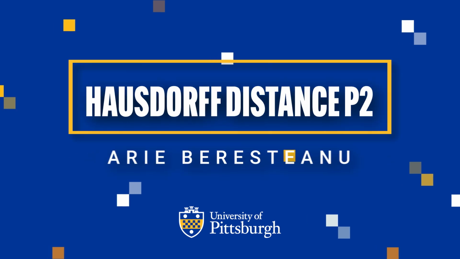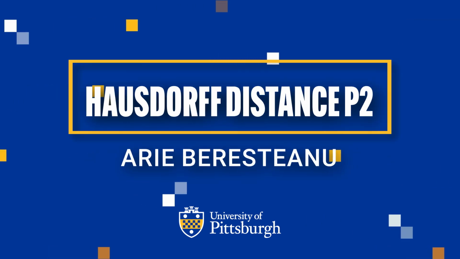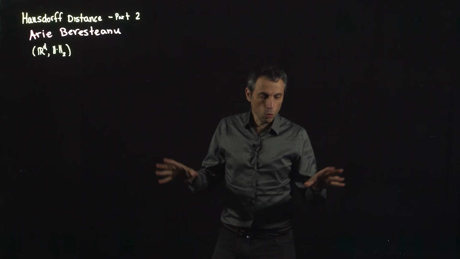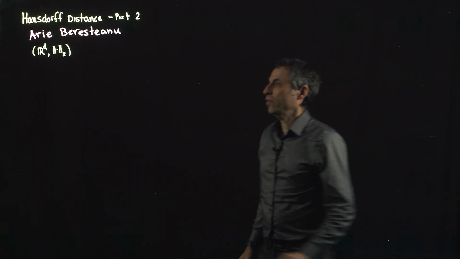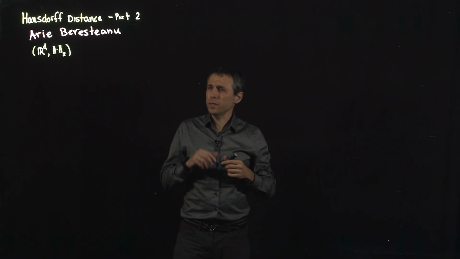Welcome back to the second part on Hausdorff distance. And we are starting always from this vector space R^d and the Euclidean distance.